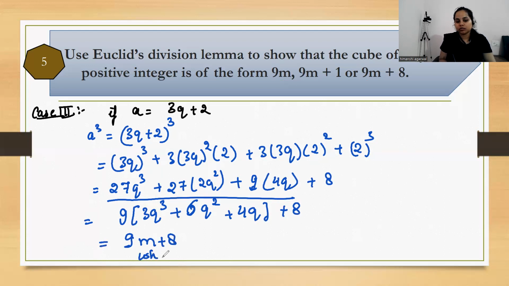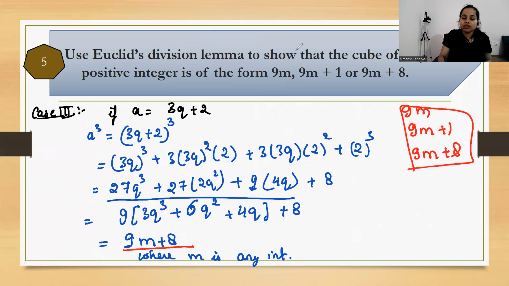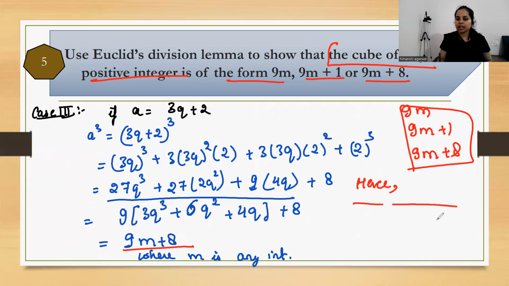I can replace this again by m, where m is any integer. So you visualize that the cubes obtained were 9m, 9m plus 1, and 9m plus 8. It means we proved that the cube of any positive integer is of the form of 9m, 9m plus 1, 9m plus 8. So after writing hence, you can just copy out this statement as it is, okay? And that will be your answer.